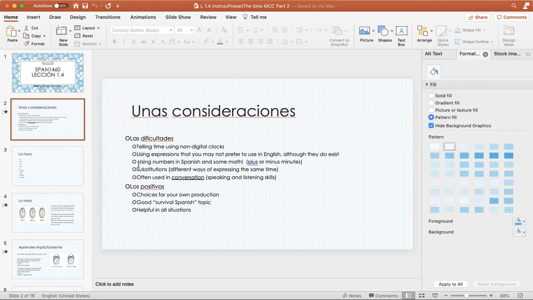So we already have seen this, that we have many different expressions, that it's different from the English, that we have different ways of substituting, and it seems like it's almost like using math. Positive ones is that you can start using your Spanish.